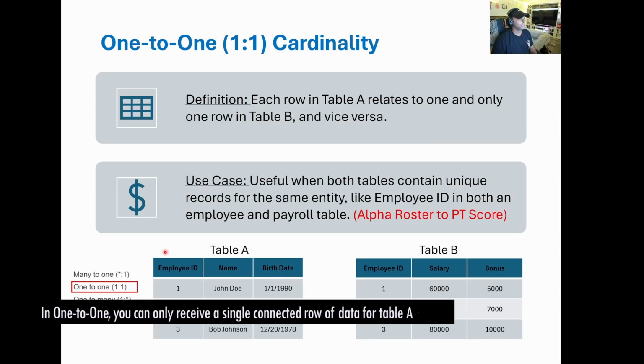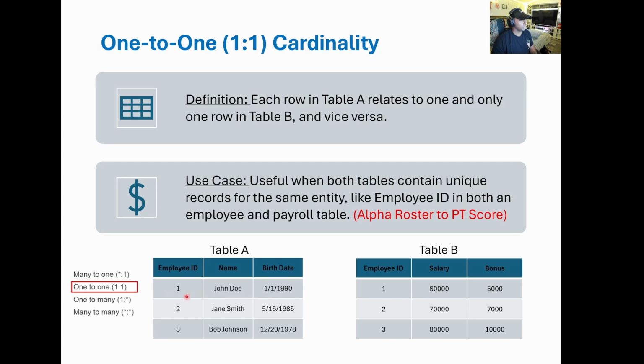Essentially, what one-to-one means is that you have 2 tables, table A and table B. It means that table A only has one value for an individual that meets the same criteria as the value in table B. So employee ID 1 is only going to be available once in table B. When I'm trying to filter data from my alpha roster to my PT score, saying alpha roster is table A and PT score is table B, I'm going to extract only one value for the PT score to then be used within my chart or analysis for that employee 1 member or KPI.